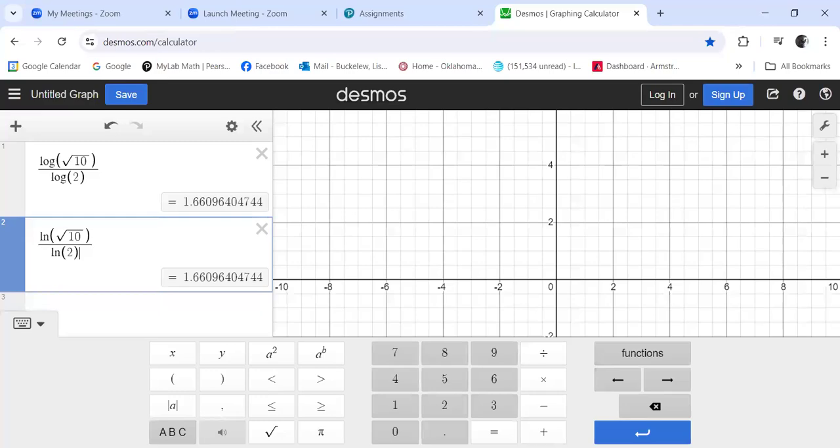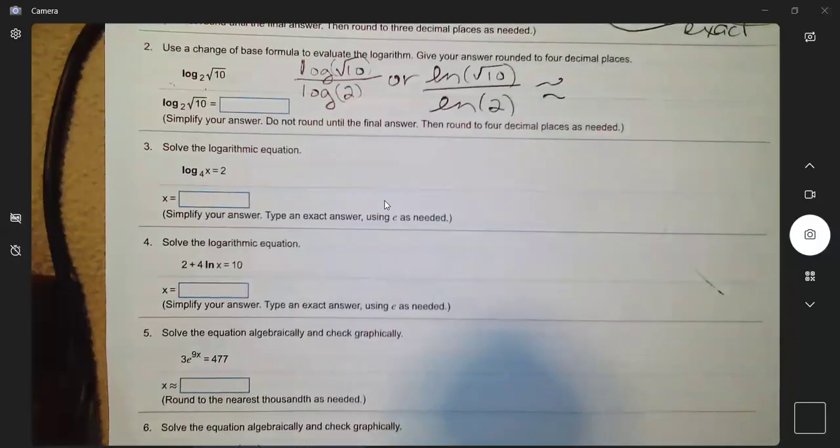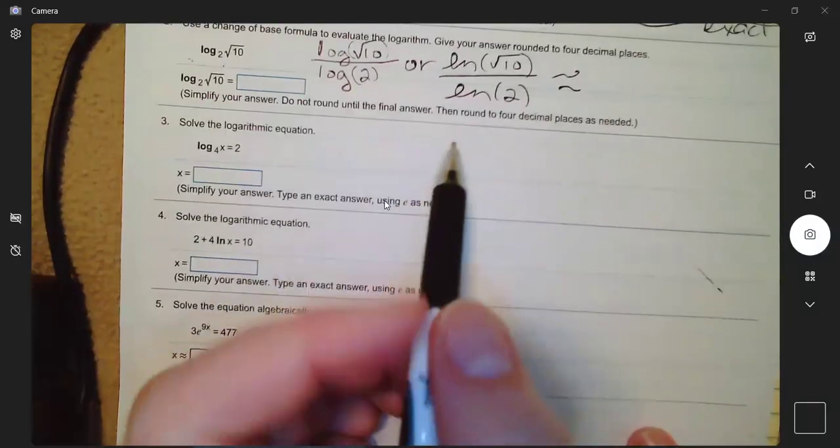All right, so anyway, that's probably all you're going to see of Desmos, but I just wanted to show you that that change of base formula really does work regardless of whatever base you're working in. So what was it, 1.66 something? I don't remember.